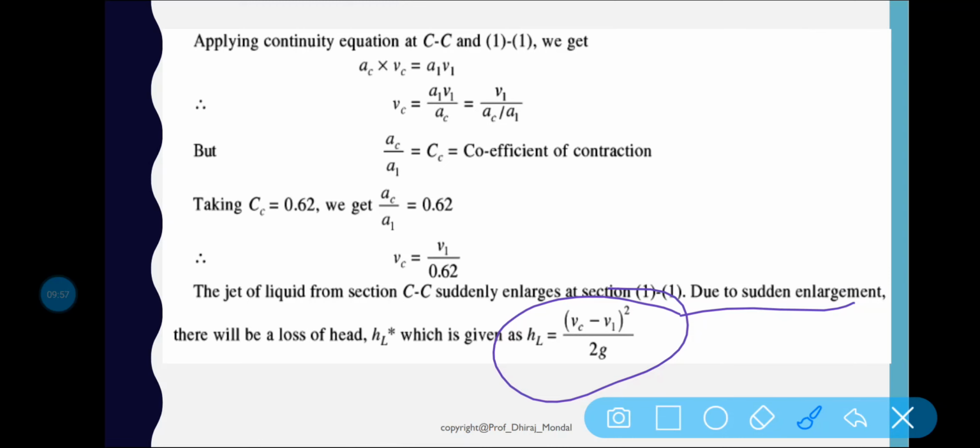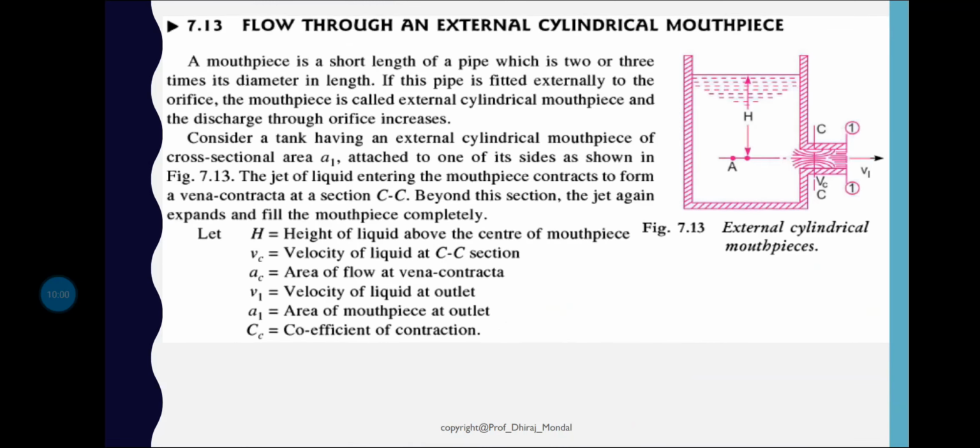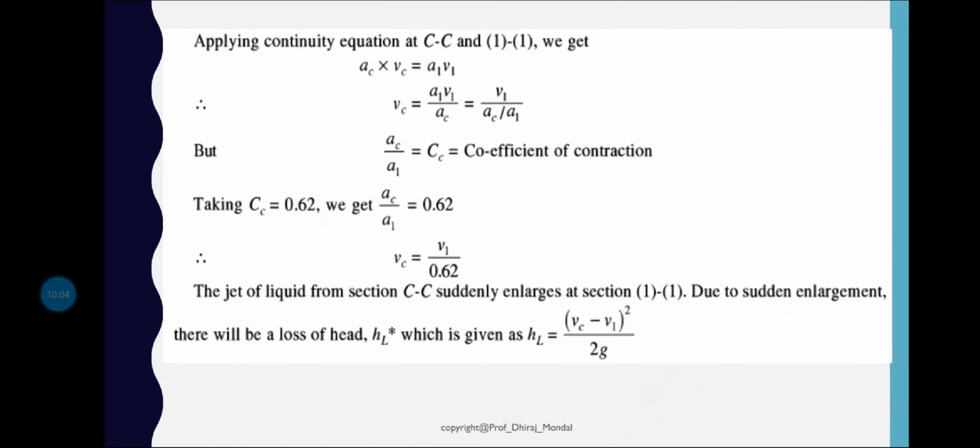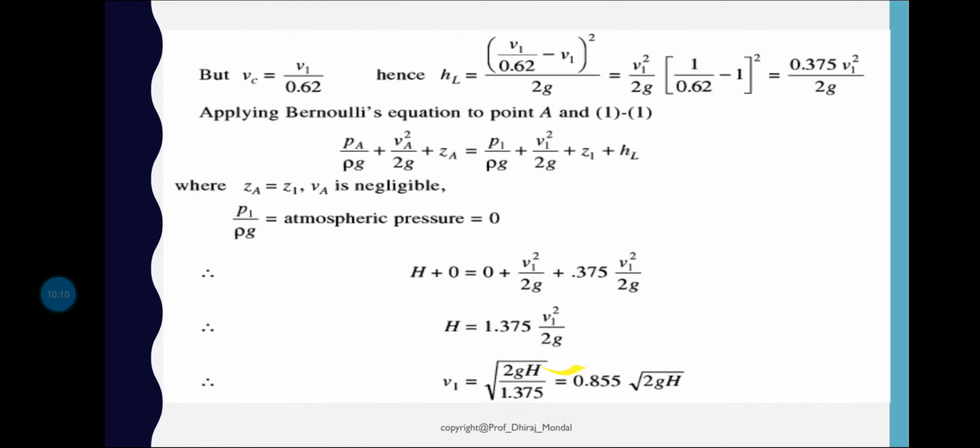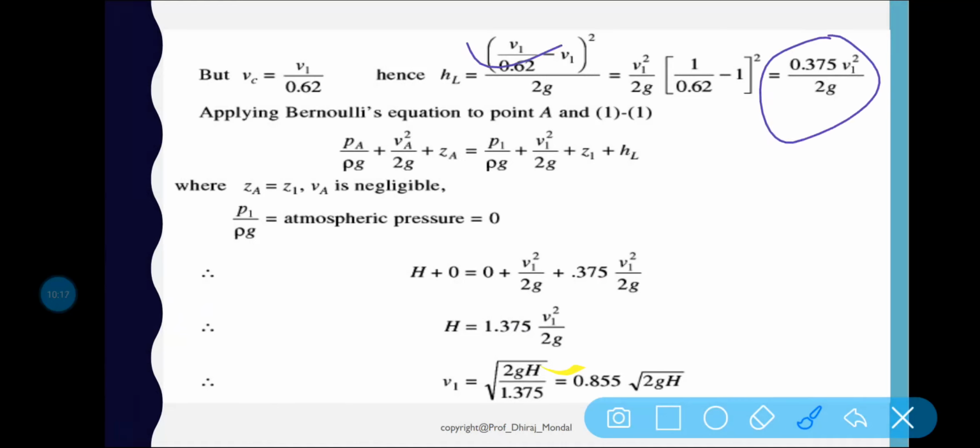You have seen the pipe is suddenly enlarged, so that is why it is taken. Ultimately this equation you need to know. Now put the value of Vc here, and you will get HL is equal to 0.375 V1 square by 2g.